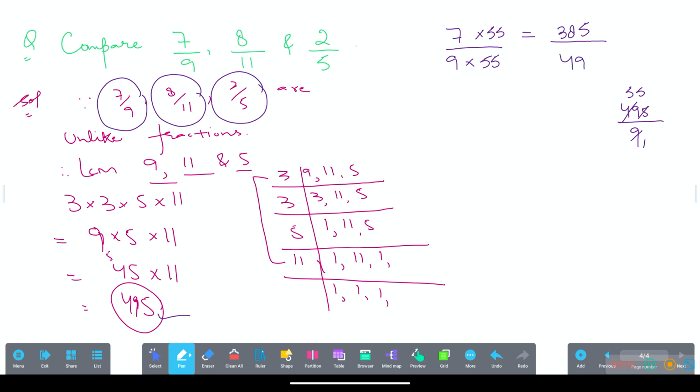You can check. 9 5s are 45, 5 4 carry, 9 5s are 45 plus 4 is 49. So this 385 by 495 is equivalent to 7 by 9. Whatever is the value of 7 by 9, the same will be the value of 385 by 495. Next, 8 by 11.